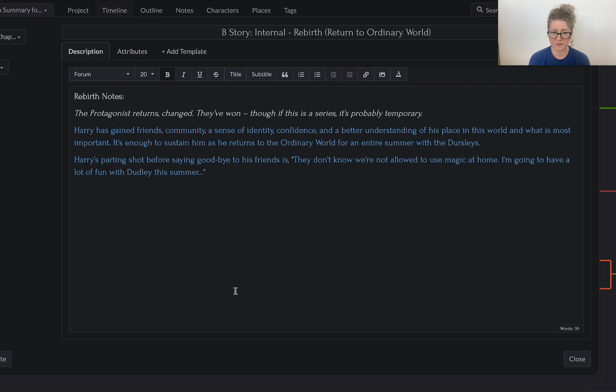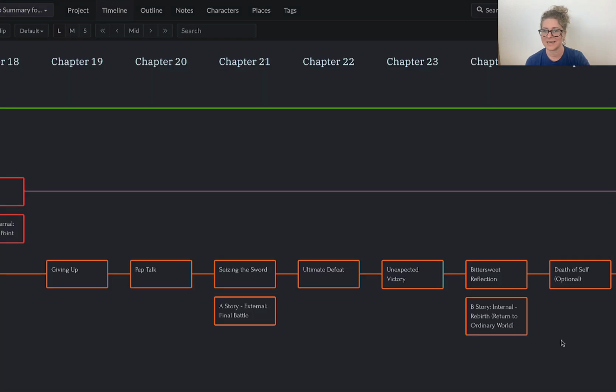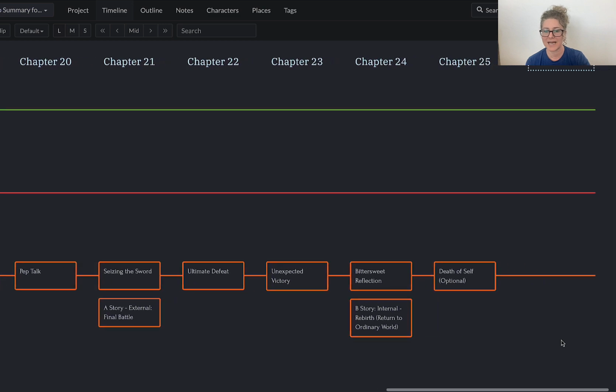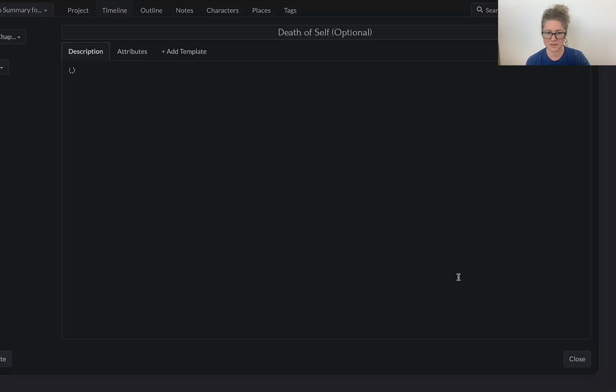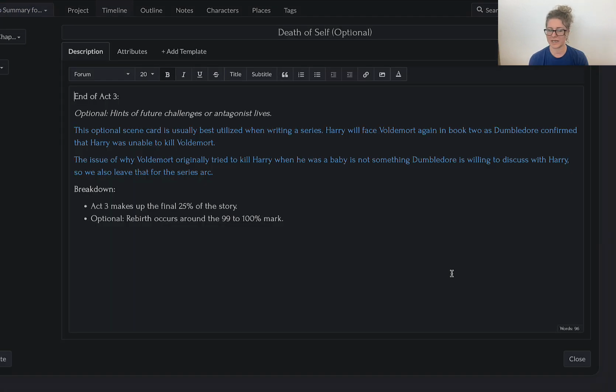Harry's parting shot before saying goodbye to his friends is, "They don't know we're not allowed to use magic at home. I'm going to have a lot of fun with Dudley this summer," which is just perfect. Fits his character perfectly. Now remember that this last card is optional, and if I were to fill it concerning Harry Potter's story, I would say that it's usually best to utilize it with this series, but Harry's going to face Voldemort again in book 2, as Dumbledore confirmed that Harry was unable to kill Voldemort completely.